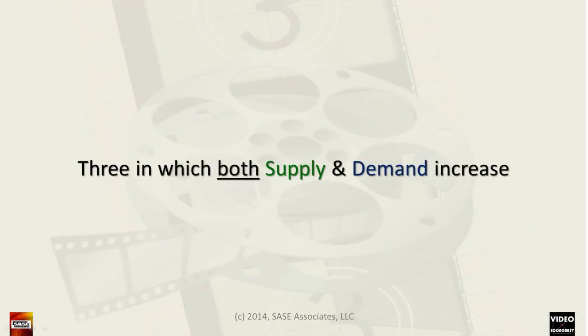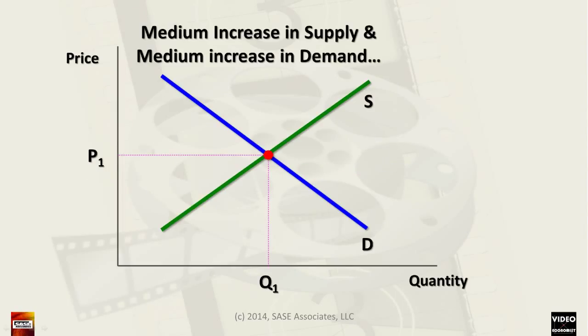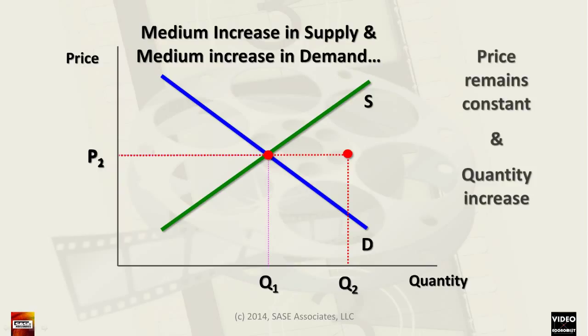In the first set of three graphs, we consider market examples in which both supply and demand increase. However, the relative magnitudes of the shifts determine the specific changes to equilibrium price and quantity. In the first example, we find a medium increase of equal magnitude for both supply and demand.